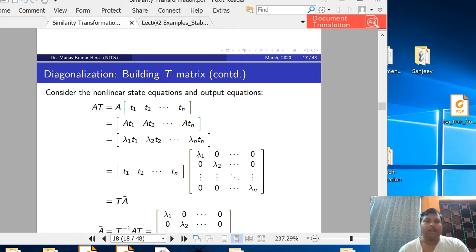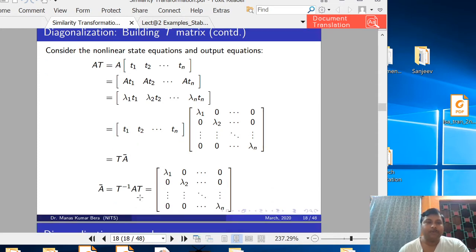by keeping all the eigenvalues at the diagonal. So lambda 1, lambda 2, lambda n. So this is the diagonal representation. So we can name it A bar. So now you see, we can write AT equal to T A bar. So A bar we can get T inverse AT, and that will be the diagonal representation of the given system A. Okay, and here important to remember, all the diagonal elements are the eigenvalues of the A matrix.